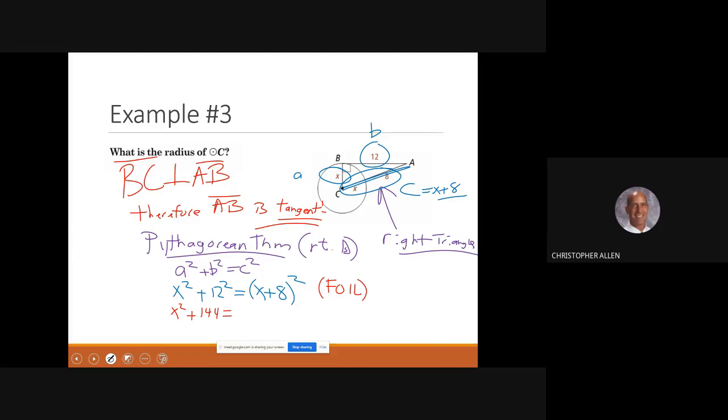I don't know how your algebra teachers teach this stuff. So how do we take x plus 8 times x plus 8? Well, you take x times x, which is x squared. X times 8, that's 8x. X times 8 again, that's another 8x, and 8 times 8 is 64. So this is x squared plus 16x plus 64. That's the right-hand side.